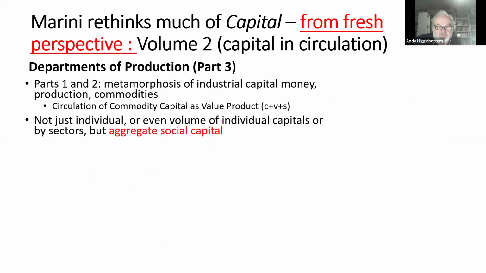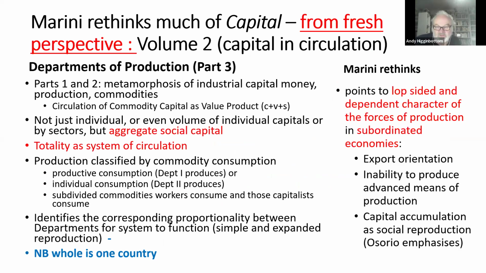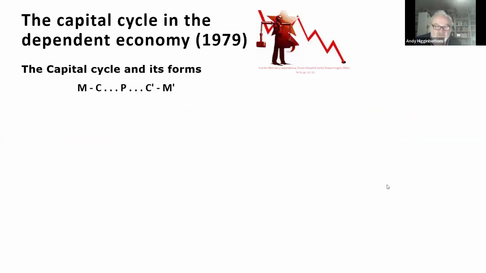Right, so we know about this from Marini. We also know about departments of production. I think I'm going to skip this. Now, what Marini does is he rethinks Marx's departments of production from the point of view of the very lopsided character of the forces of production in subordinated economies. Historically there's a very strong emphasis on so-called export-led growth, and a very weak development of advanced means of production. There's also the question of where capital is accumulating. It's not just an economic question, it's a question of how the society is reproduced, so it's a question of social reproduction as well. Marini is very conscious of these different elements.